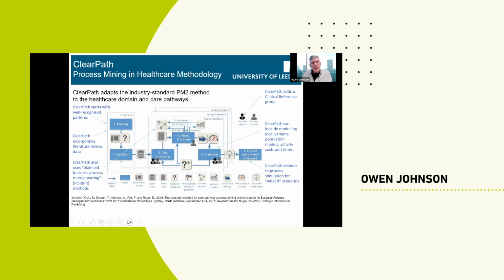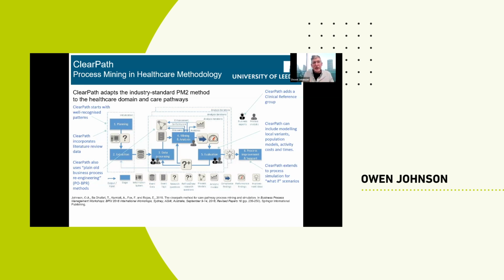Okay, so I have written a paper which you're welcome to access and download. We can distribute this, at least the link to it, in the chat. I developed a method called ClearPath, which is based on the industry standard PM squared method for process mining. And PM squared was itself based on something called CRISP-DM, which some of the data miners will recognize as a de facto well-known data mining process. So this is very much in the data mining world.